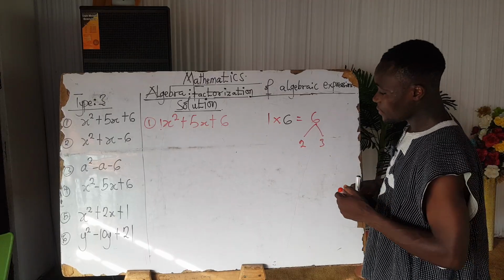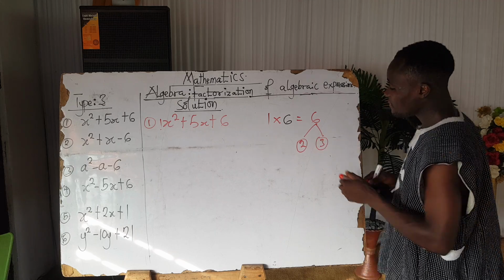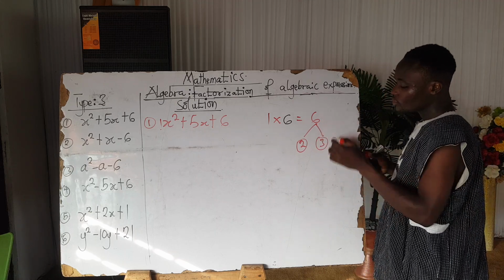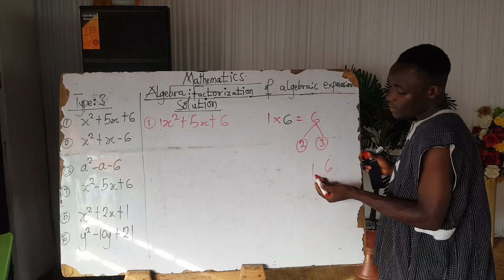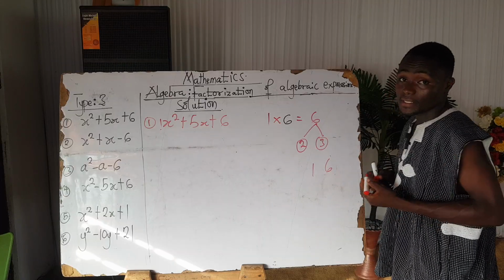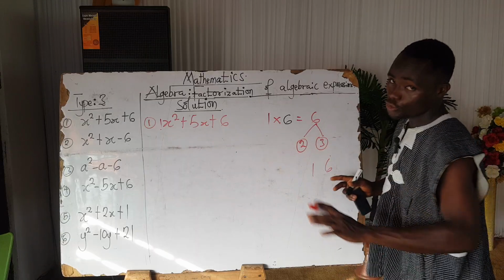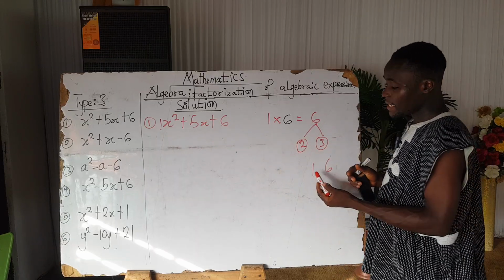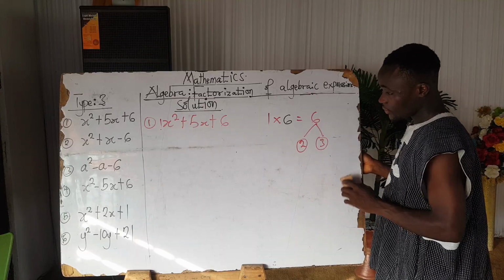Very good. So now let's check these numbers 2 and 3. Remember, for the factors of 6, we can also have 1 and 6. 1 is a factor of 6, and 6 is also a factor of 6. But ask yourself, when we add 1 plus 6, are you going to get 5? No. So we should stick to the numbers 2 and 3. Very good. So let's continue.